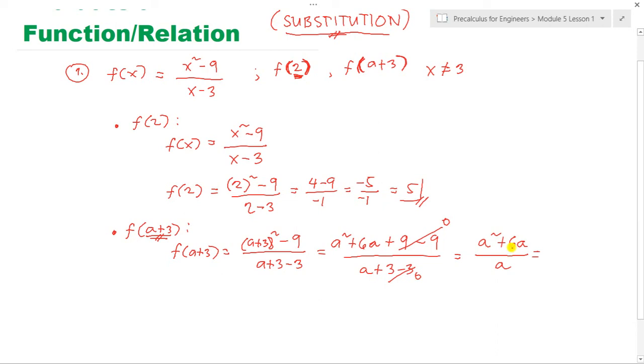So here, since the numerator both terms have a common factor of a, so we can factor out this a. So we now have a times a plus 6, then divided by a. Since we have a common here for both numerator and denominator, to be cancelled out, the final answer is a plus 6. So this would be our value of our function if our domain x is equal to a plus 3. Question. Okay, wala. Let's proceed to the next one.